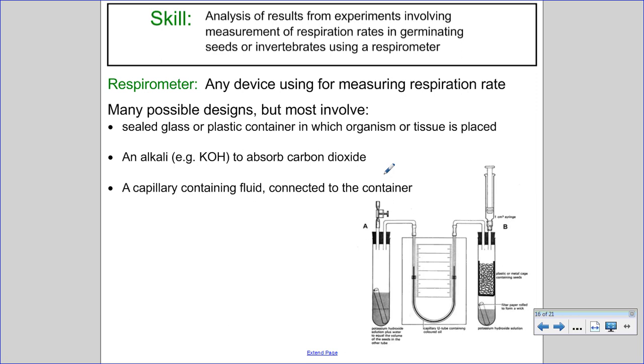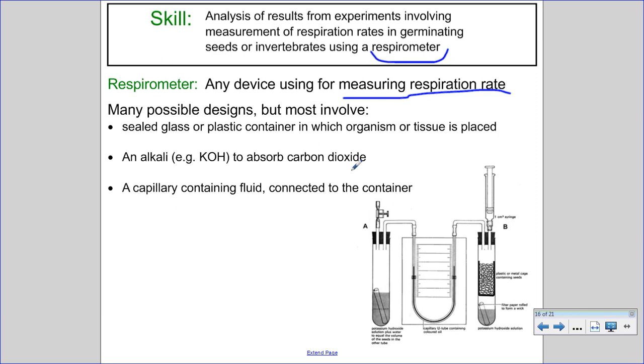One of the skills that IB wants you to be able to do is to analyze the results from experiments involving measurements of respiration rates in germinating seeds or invertebrates using a device called a respirometer. Now, a respirometer is any device used for measuring respiration rates.